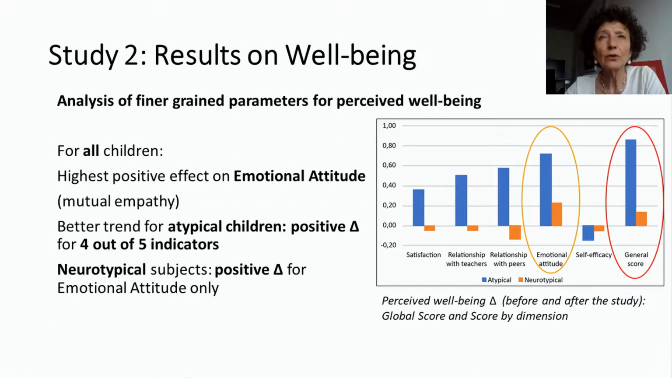The QBS tool also provides finer-grained well-being measures on a composite scale addressing 5 different dimensions. For all children, the highest positive effect was achieved on the emotional attitude, the dimension that concerns mutual empathy. Again, different results emerge when data analysis distinguishes between atypical and typical children. For atypical children, we measured a significant improvement in 4 of the 5 well-being dimensions, namely relationship with teachers, relationship with peers, satisfaction, and emotional attitude. For neurotypical children, only the value of emotional attitude improved significantly.